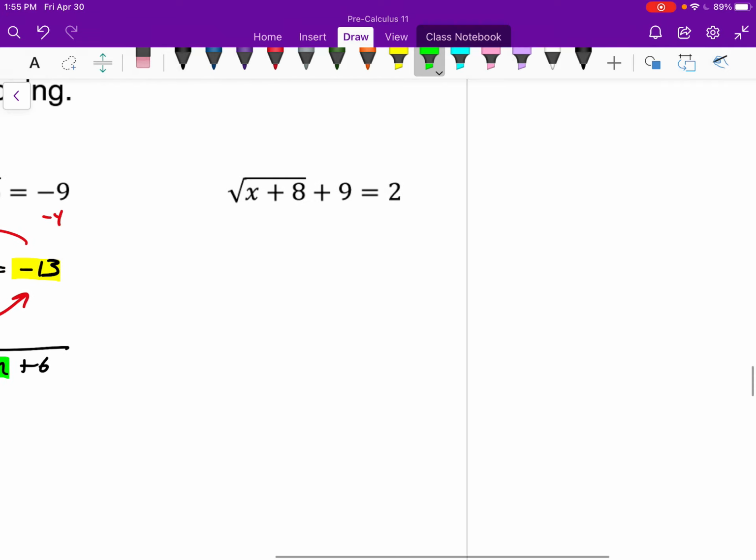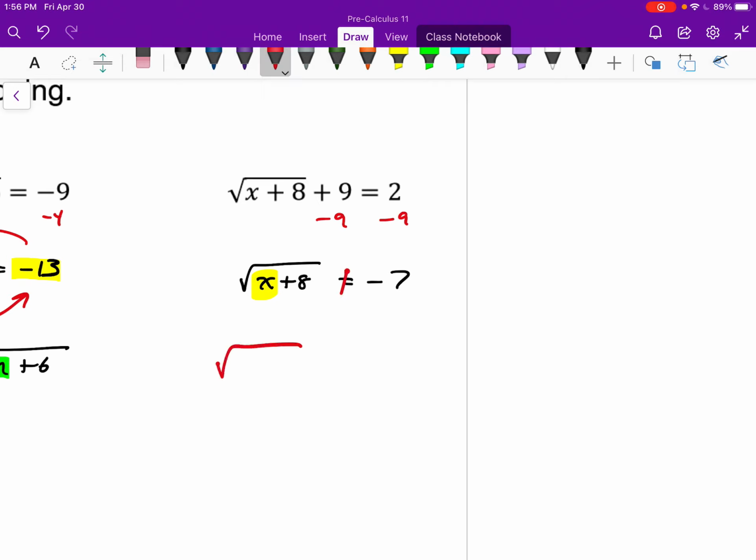Well, that's like this solution, right? This one right here. If I subtract 9 from both sides, I get the square root of x plus 8 equals negative 7. And right here we have a problem. Because I don't care what real number x is, if I add 8 and then square root, I'm never going to get a negative out. The square root of any number you pick will never come out negative. As long as you put a real number into here, you're never going to get a negative number out of here.